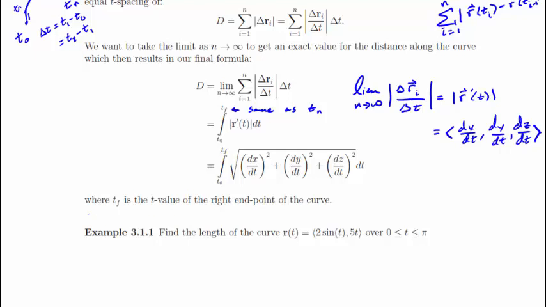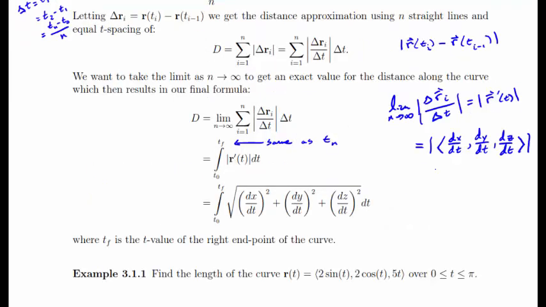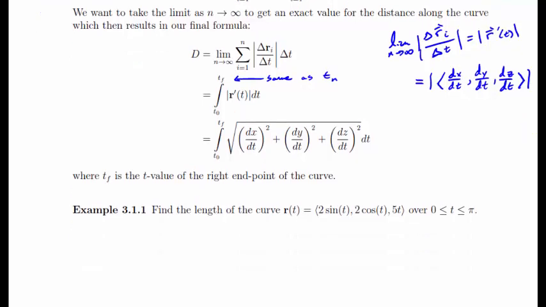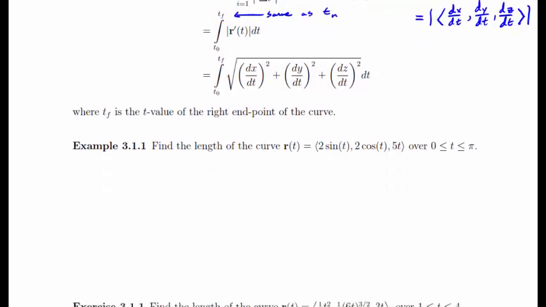And here again we're stating what that t sub f is. It's the same as t sub n, it's the final time. Oh, and we were supposed to have the magnitude around this vector up here, so I just went ahead and put those vertical bars here. Let's go ahead and do an example. In practice, we're not going to be reworking how to get the arc length. We're just going to apply the formula.